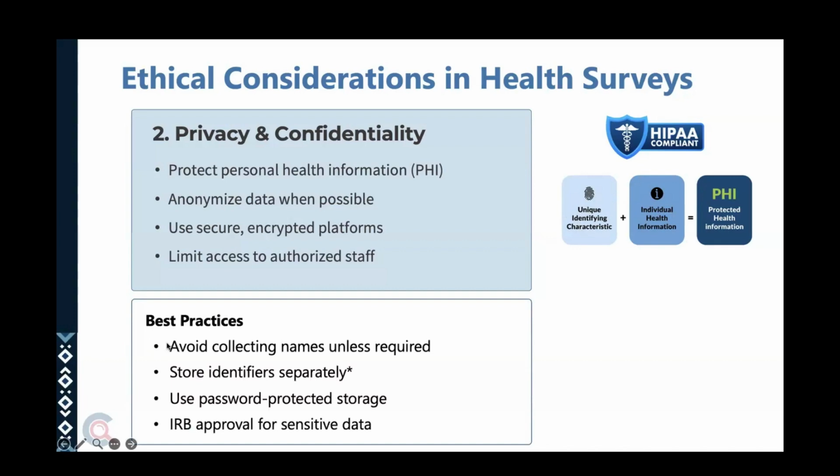So what are some of the best practices? You should avoid collecting people's names unless required. I'll even say don't try to collect people's names unless maybe you are doing an organizational survey among your staff or something like that. And if you have to, try to find a way that you can store this identifying information separately and more securely. Try to use password protected storage, both for where your data is and for your servers and so on. And get IRB approval. Get IRB approval. This is very important.